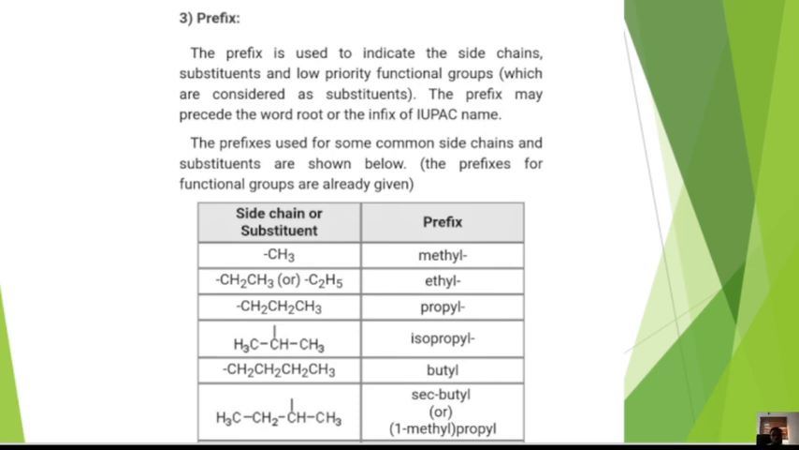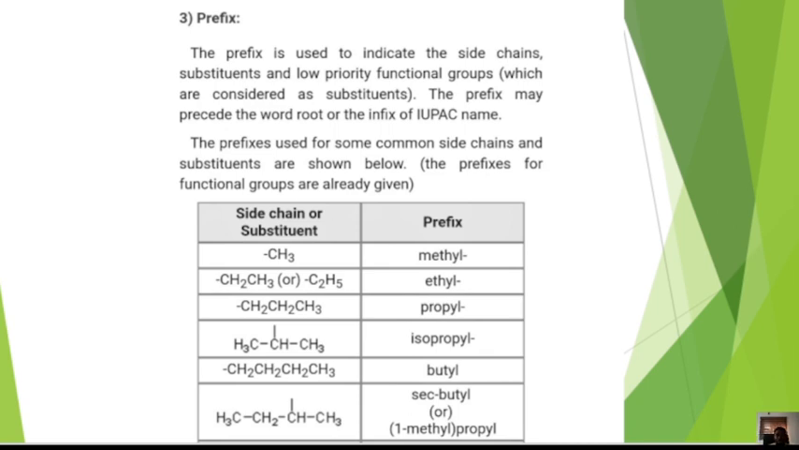And then you have your substituents, which could be your halides or any other thing. And then if you have multiple functional groups and one of them has a lower priority, the ones that have lower priority are written as prefixes. But if you have the highest priority, you are going to be written as the secondary suffix. We'll see that as we go further.